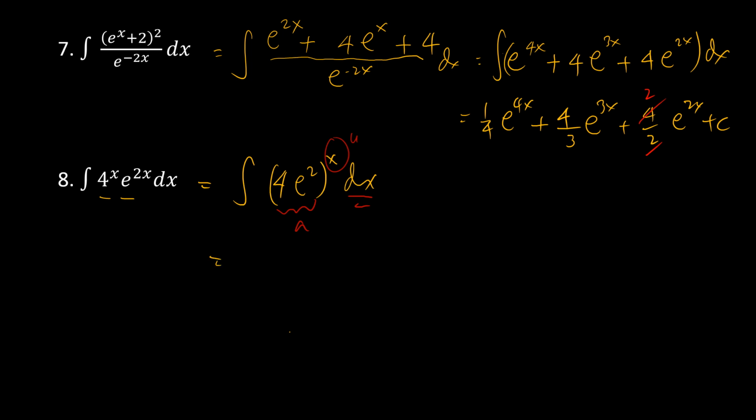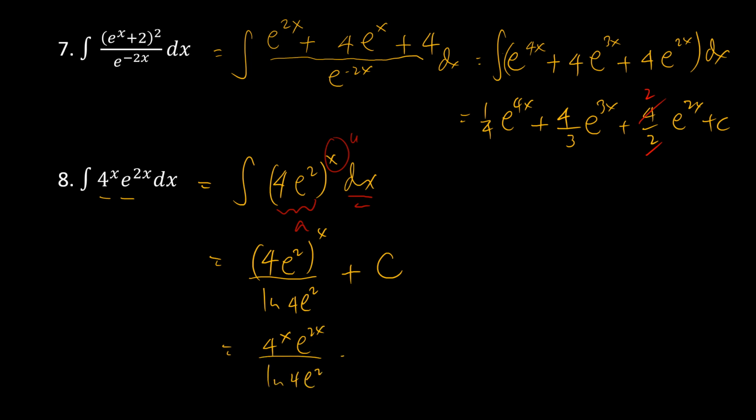So the integral of a to the u is a to the u, 4e squared raised to x all over ln of 4e squared. So ln of a, your a is 4e squared, plus the constant c. Or you may write this as 4 raised to x e raised to 2x over ln of 4e squared plus c.